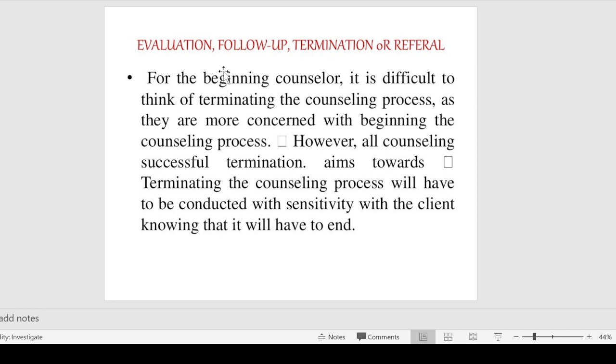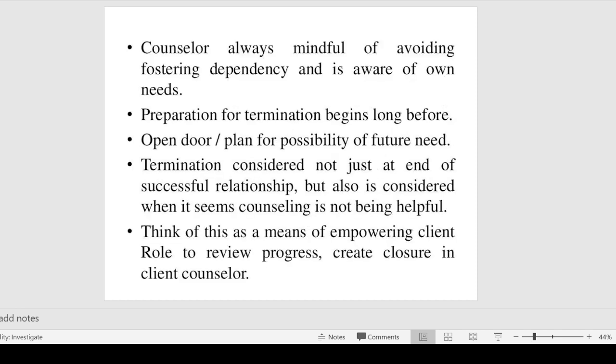So evaluation you have to do, then follow up weekly or monthly of the individual. Then if he is completely away from all the problems experienced in the first phase of establishing the relationship, then you can terminate. Or if it is not successful from your hand, then you can refer to others or higher authorities. So these are the different phases of counseling.